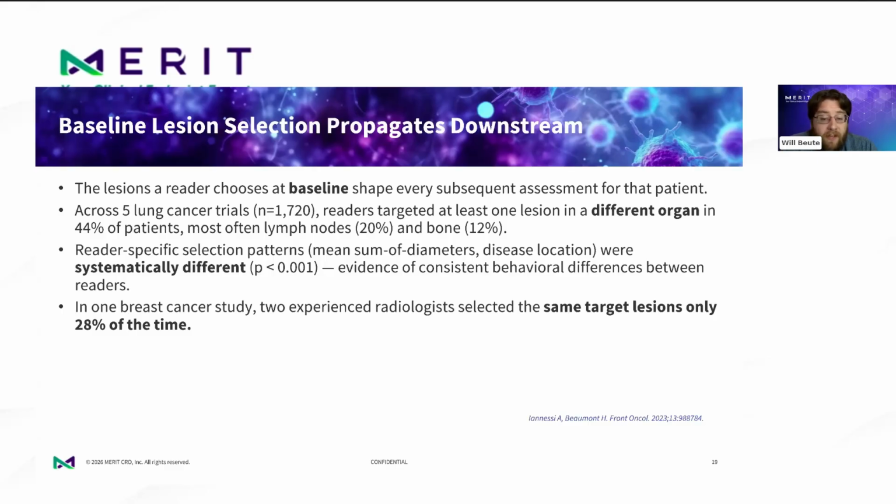Perhaps the most striking single statistic, in one breast cancer study, 2 experienced radiologists were found to have selected the same target lesions only 28% of the time. So that's the same patient, the same images, the same criteria, and the readers agreed on which lesions to follow barely a quarter of the time.